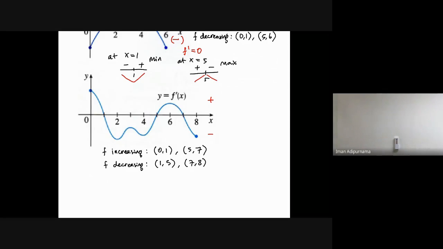And then max and min, we see we have at least 3 from here. So x equals 1, it's from positive to negative. So you can see it's going up and then down. So maybe this is a max. At x equals 5, it's from negative to positive. So it's a min.